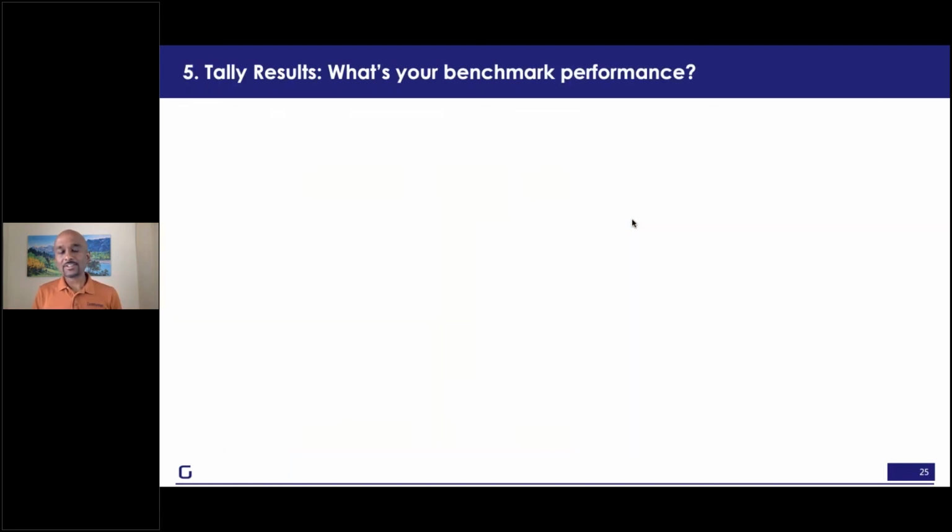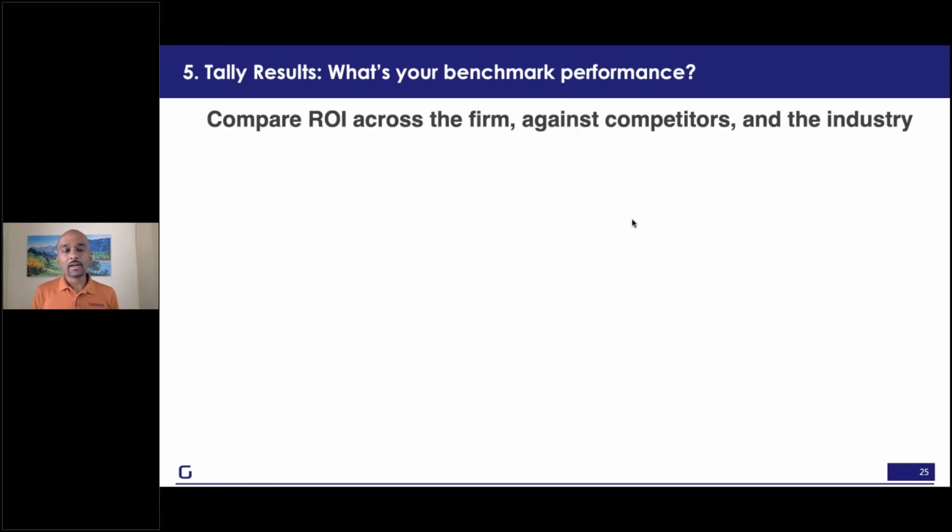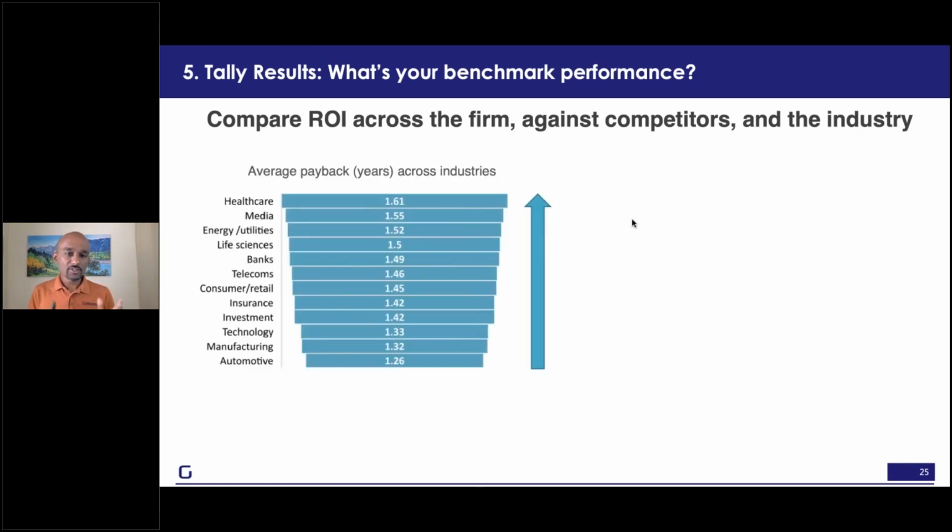And the final step is benchmarking the performance. So like I mentioned earlier, you need to do this across all the projects running in the firm, against competitors and against the industry. There's great value in this step because you can find out how you are doing versus all of these benchmarks. This data is hard to come by, but it exists. A recent report shared the average payback for advanced analytics and AI initiatives.